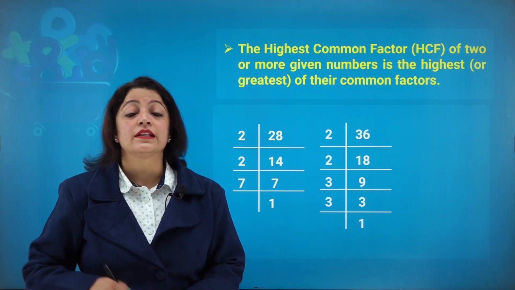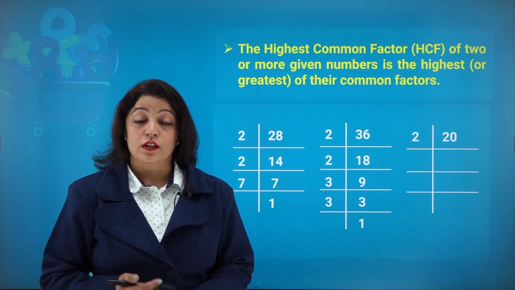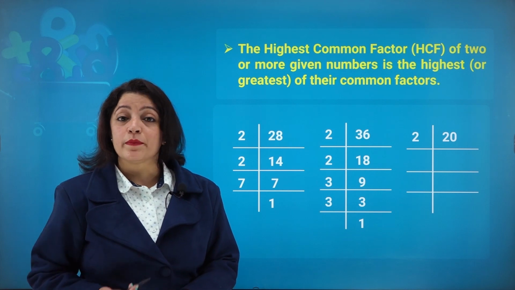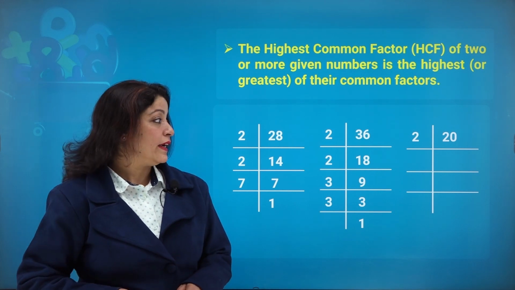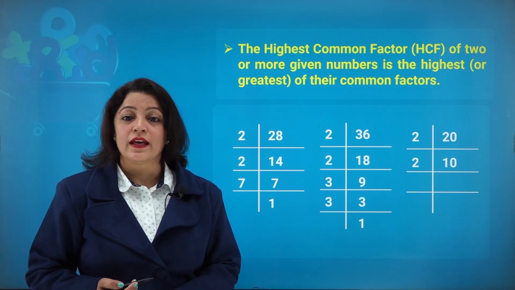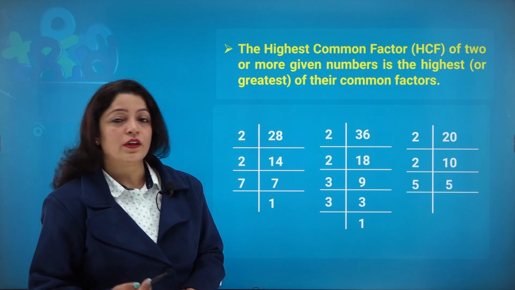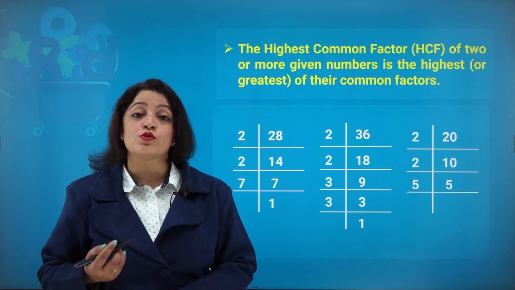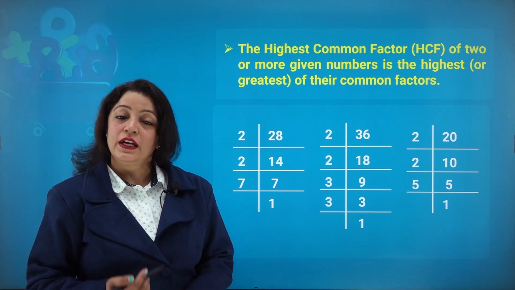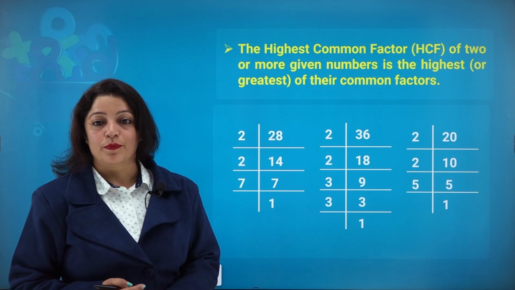Now let us take the third number. So let the third number be 20 here. Now 20 is divisible by 2, right? So 20 divided by 2 gives you 10. So we'll write here 10, and now 10 is divisible by 2 again. So 2 5s are 10. So we'll write 5 down, and again 5 is also divisible by 5. So 5 1s are 5. In this way we get the prime factorization of the number 20 also, right?